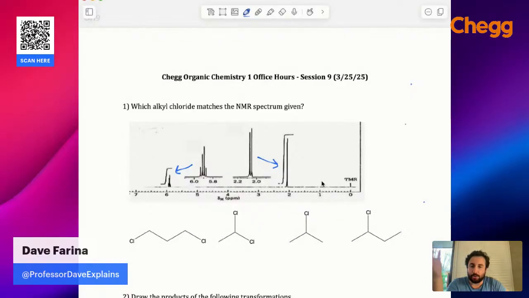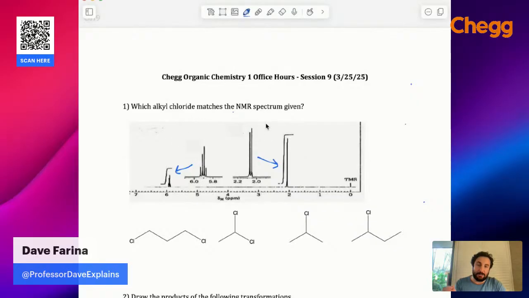So electronegative groups like halogens and oxygen atoms are de-shielding. They withdraw electron density towards themselves, away from the nuclei of those hydrogen atoms, those protons. And that is a de-shielding effect, which causes that resonance to show up further downfield. So the closer the protons are to the electronegative element, the farther to the left they're going to show up on the spectrum.